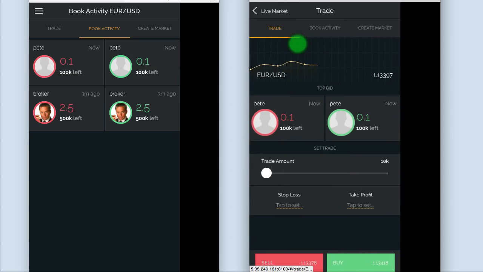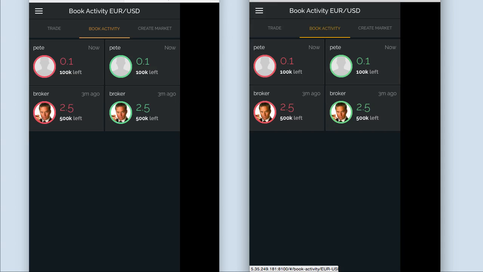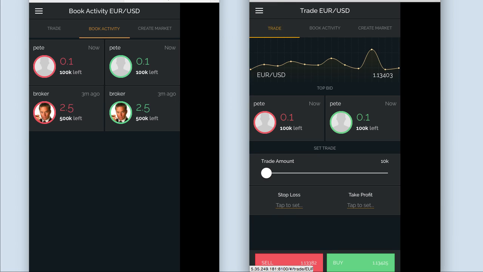We'll also go into the Eurodollar market. Again, you see the same kind of screen. You can see that Pete's at the top of the book, how much he's willing to offer, and also here you can see the full order book. Okay, so what we're going to do is just buy something from Pete. Not going to buy very much, we'll just buy 50k and press the buy button.